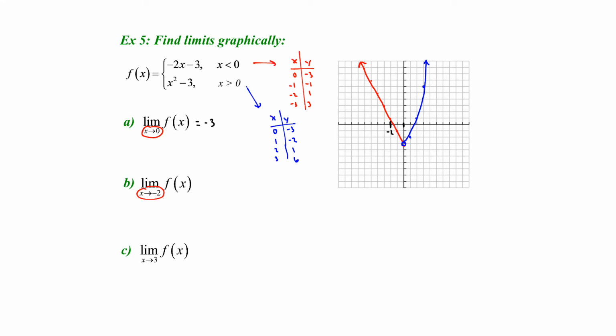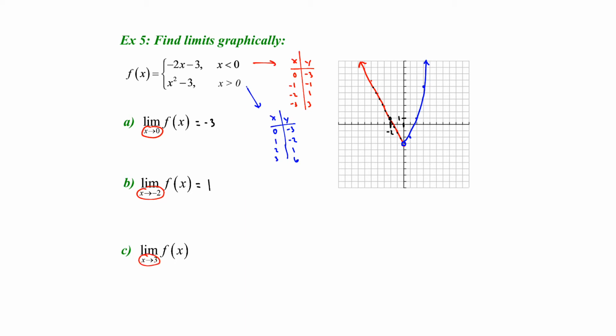So as x on the graph gets closer and closer to -2 from the left and -2 from the right, what is it going to get closer and closer to in terms of your y value? 1. So the limit of f of x as x approaches -2 would be 1.